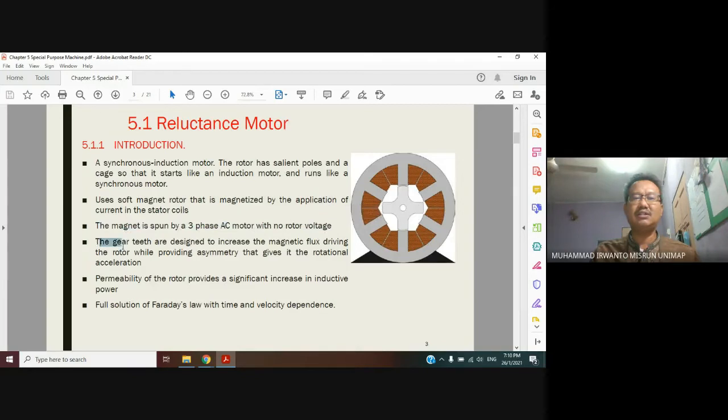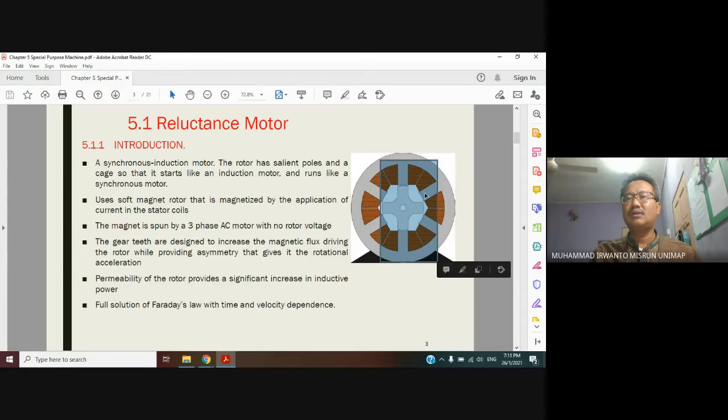The gear teeth are designed to increase the magnetic flux, driving the rotor while providing a symmetry that gives it the rotational acceleration. Permeability of the rotor provides a significant increase in inductive power. Full solution of Faraday's law with time and velocity dependence. Now we can see here the type of slide. It is the reluctance motor.